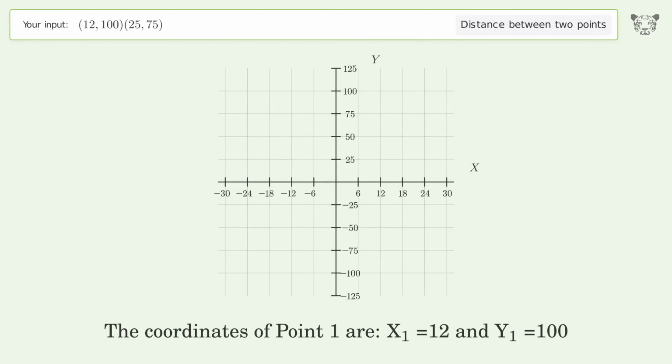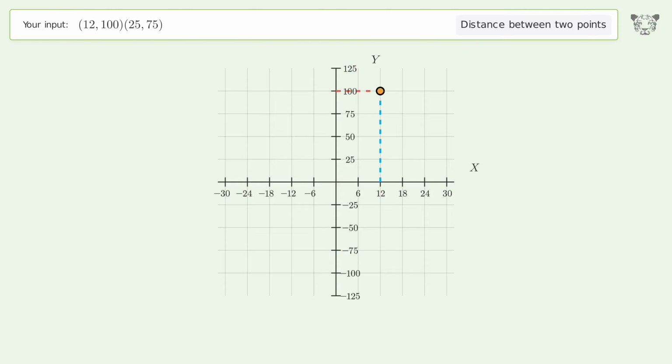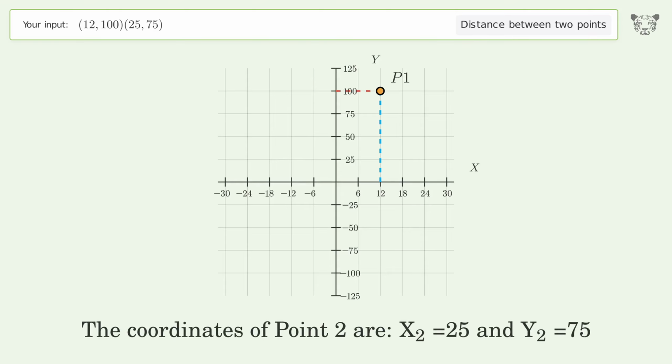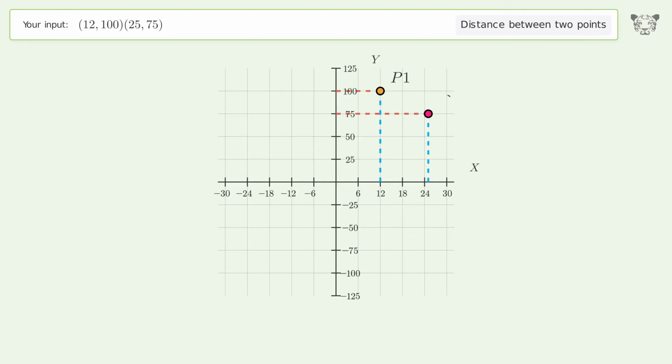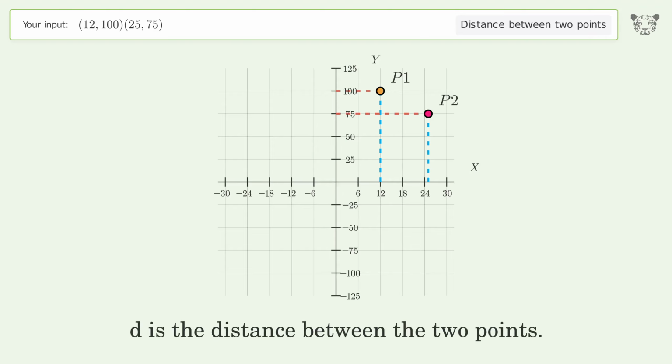The coordinates of point 1 are, x1 equals 12 and y1 equals 100. The coordinates of point 2 are, x2 equals 25 and y2 equals 75. D is the distance between the 2 points.